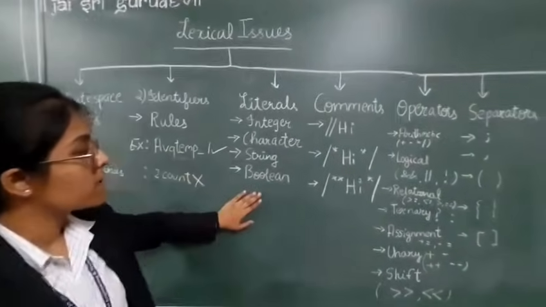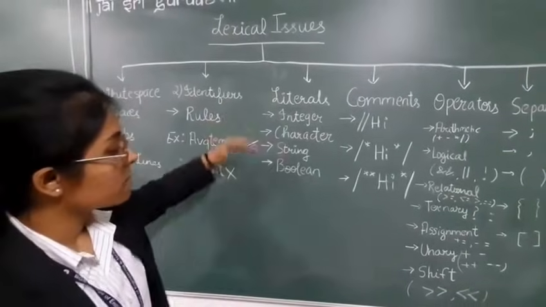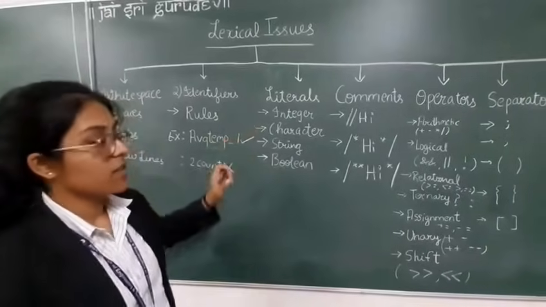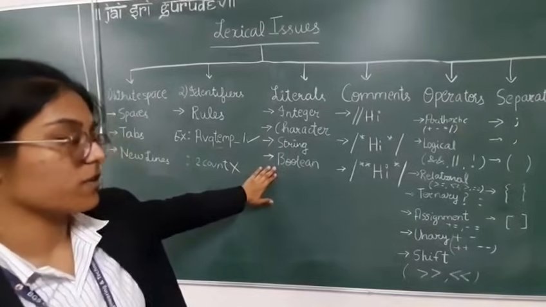Now the third type is literals. Literals are constant values given. So we have different types of literals, like integer, that is just a number, 10, character enclosed in single quotes, string enclosed in double quotes, and boolean, that's true or false.